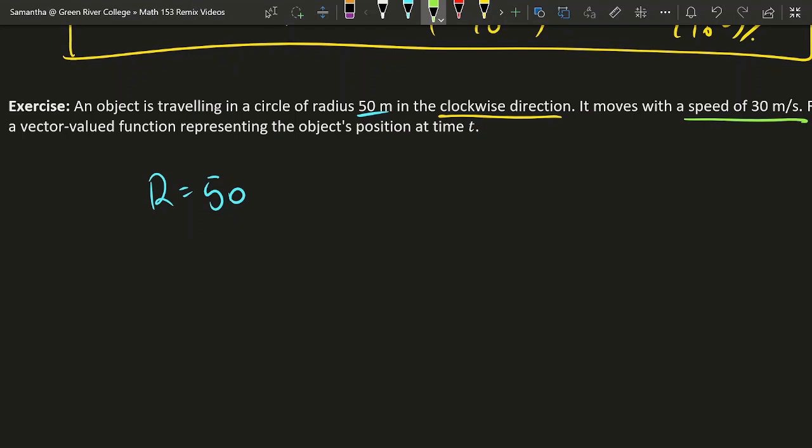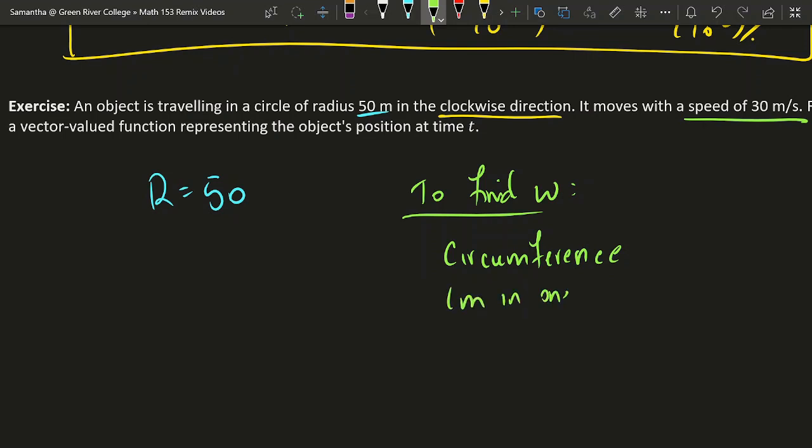So for a circle of radius 50 meters, working on finding omega, the circumference of this circle, in other words, the meters in one lap, can be found by taking 2 times pi times the radius.